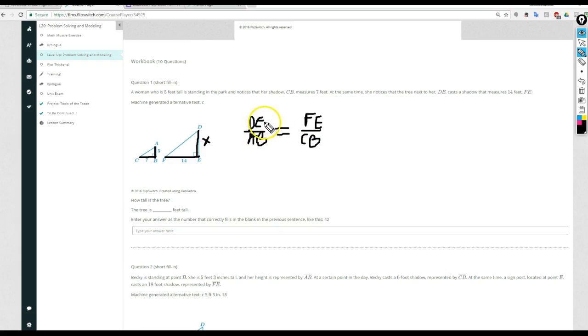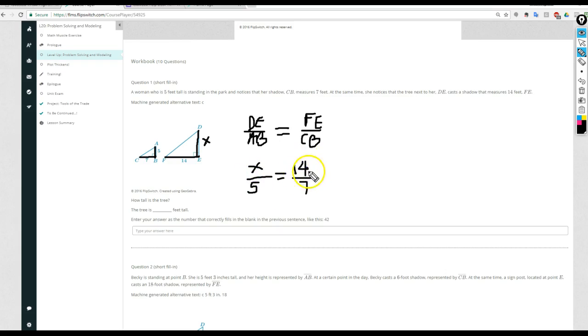So by substitution, I'm going to leave the length of DE. We don't know that measurement. And the length of AB is 5. So this ratio is going to equal the length of FE, which is 14, divided by the length of CB, which is 7. So now if I look at this, I did use X to represent DE, so I will just substitute that in as X.